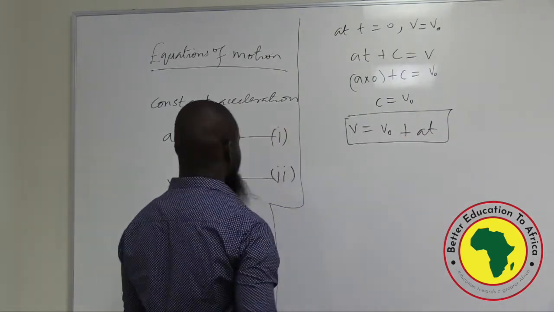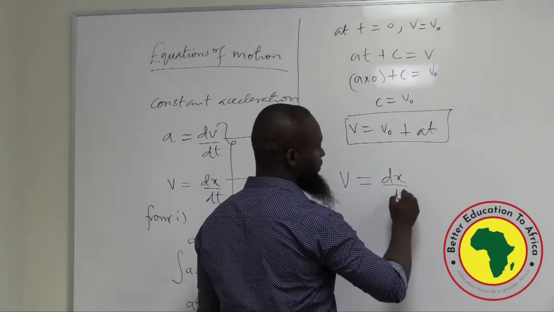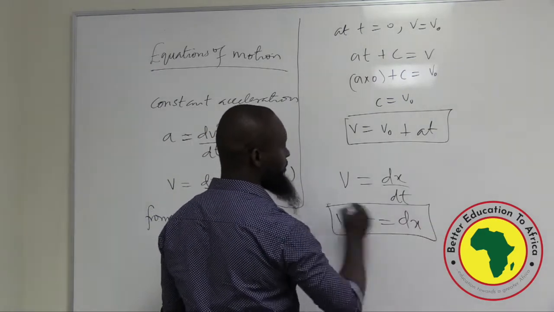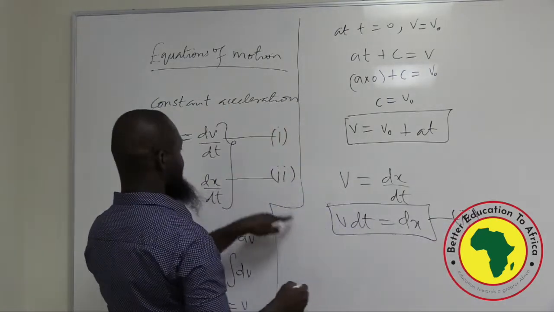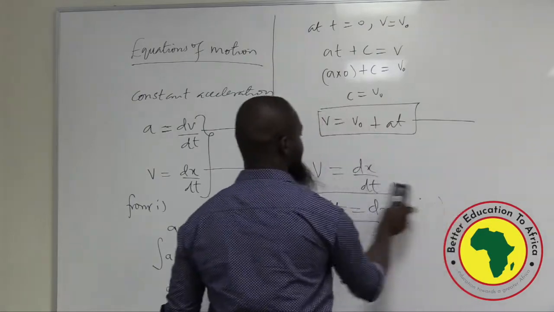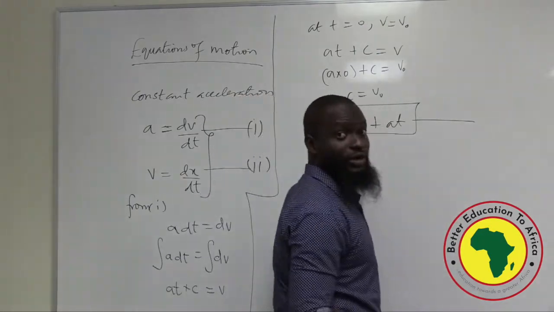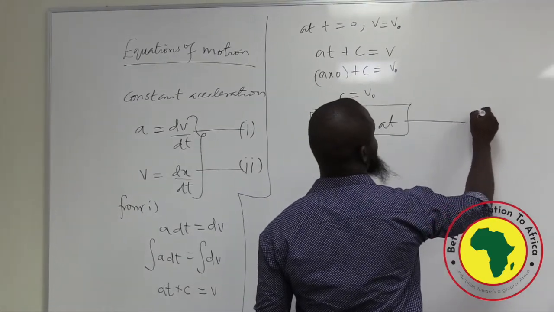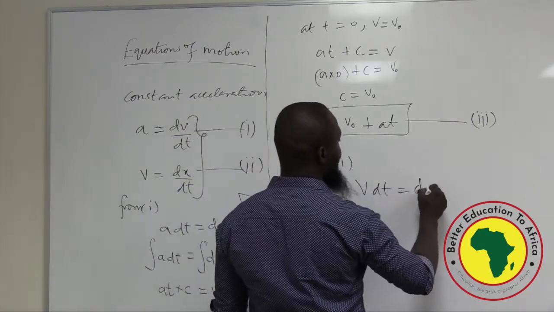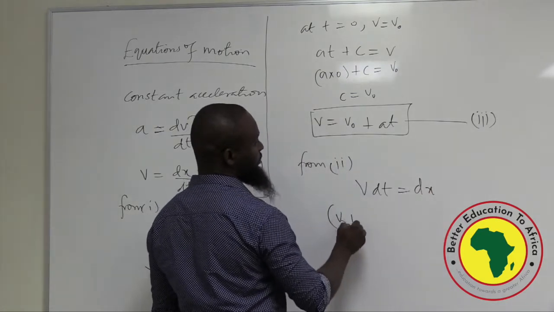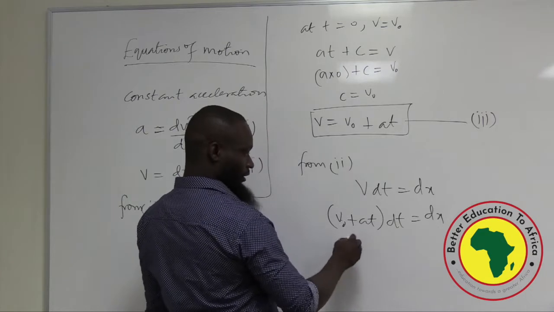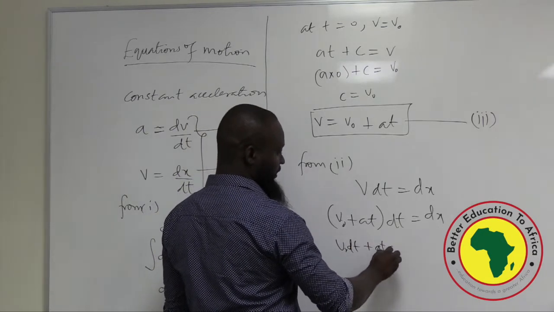Now, we go to the second equation, v equals dx/dt, and we know that v dt is dx. So I call this equation 3. Now, from equation 2, I know that v dt is dx. So I put 3 in 2, it becomes (v naught plus at) dt equals dx, because this is v naught plus at. Good. Then, v naught dt plus at dt equals dx.